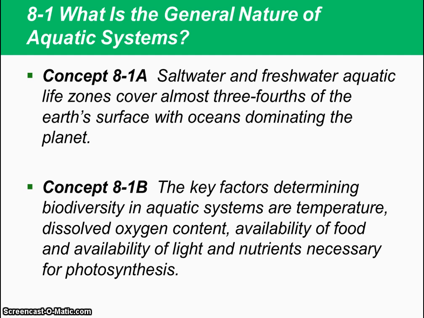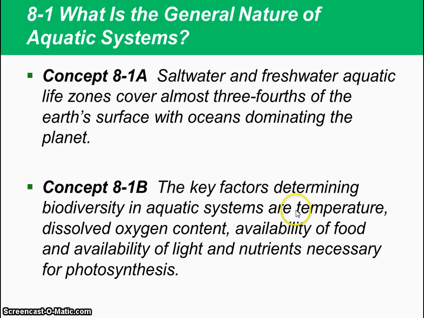Three-quarters of the Earth's surface is covered in water, and the oceans are the dominant form. So saltwater is where we will find most of our life forms. And then 8.1 really talks more in depth about limiting factors that are going to help to determine what type of biodiversity and how much biodiversity can be supported in aquatic systems. And those are really important. I don't believe they all come up on another slide, and so I want to point them out right here.